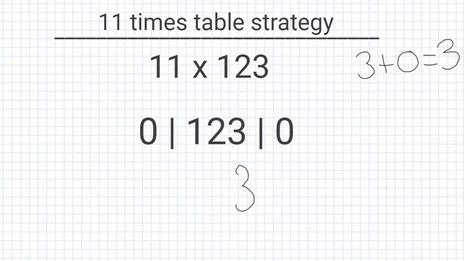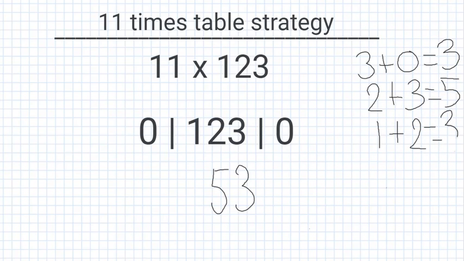Then we're going to move on to the next number, which is 2. Just like before, you're going to look towards the left, and the nearest number is 3. So you're going to add 2 plus 3, and you get 5. So you're going to write down 5. And then we are going to move on to the next number, which is 1. You should know by now that we're going to look towards the left, and the nearest number is 2. So 1 plus 2 is 3. So you're going to write down 3.